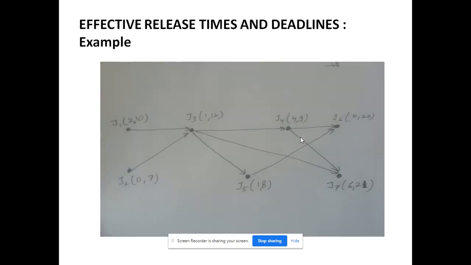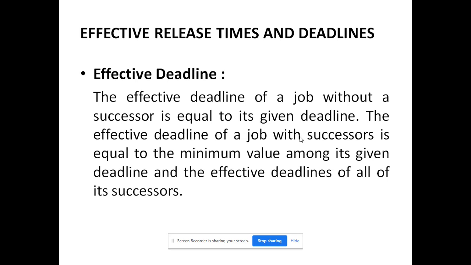Now we see the effective deadline. What is the effective deadline? We again see the definition. The effective deadline of a job without a successor is equal to its given deadline. If any job doesn't have any successor, then its effective deadline is its given deadline, and the effective deadline of a job with successors is equal to the minimum value among its given deadline and the effective deadlines of all its successors.